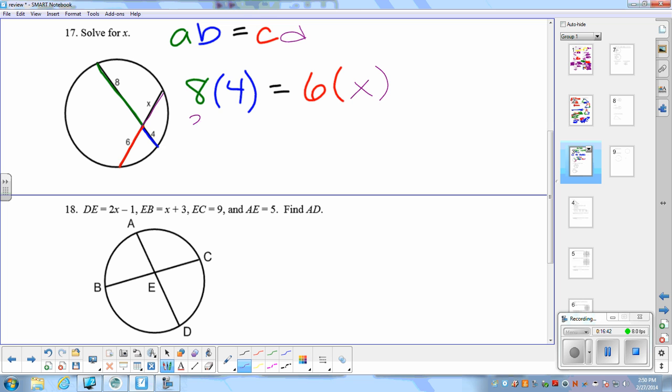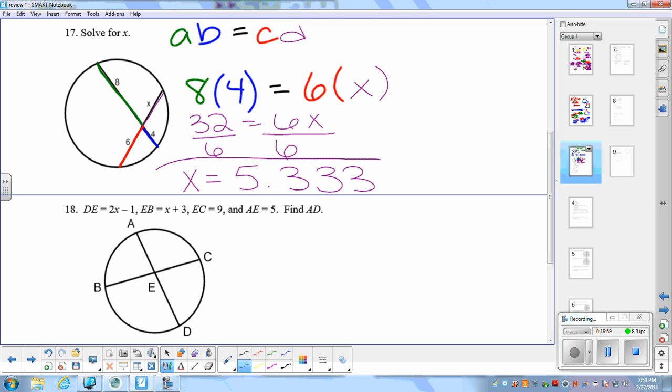So then I have to do this math. 8 times 4 is 32, equals 6x. Divide by 6. I get that x equals 5.333. And there's my answer.